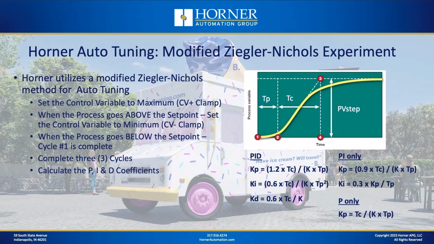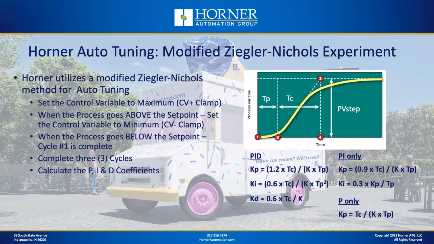So basically, when you turn on auto-tuning in a Horner OCS PID loop, it's going to immediately turn the control variable on to its maximum value, which is whatever the value of the CV clamp is. It's going to turn it all the way up, and it's going to do that until the process variable gets above the set point. When that happens, it's going to turn the control variable all the way off until it gets below the set point. And it's going to repeat that process 3 times.